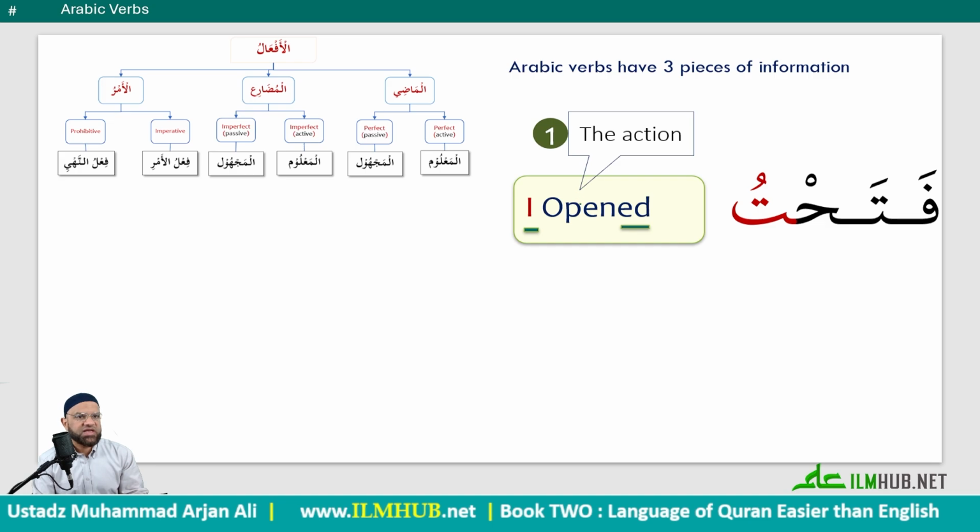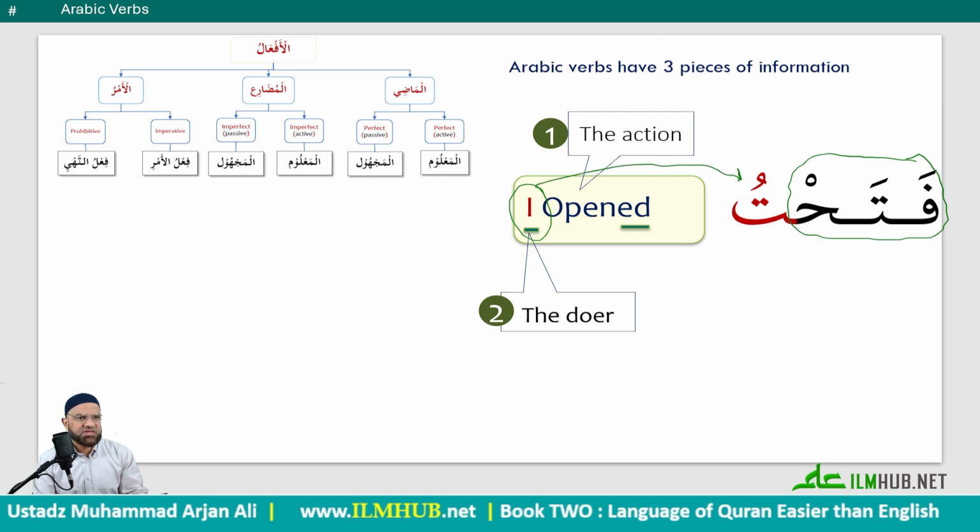Number 1, we know what the action is, open, to open. So the root fa, ta, and ha gives us this information, that it is something to do with opening. And these are the 3 root letters. Second thing, I know it is a verb because of the scale. The other thing, I know who the doer is. The doer is I. There is a pronoun in every verb. Please note that. There is no verb without the doer being there. So this verb has I. I is represented here by the ta with the dhamma, tu. So fatahtu, I opened.